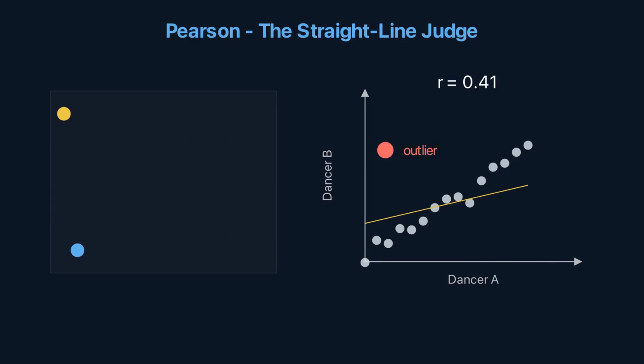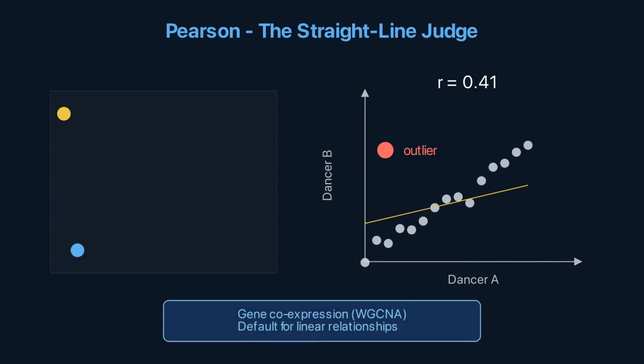In gene co-expression studies, Pearson is the default in analysis. It works brilliantly when genes rise and fall together linearly. But it's blind to anything else.